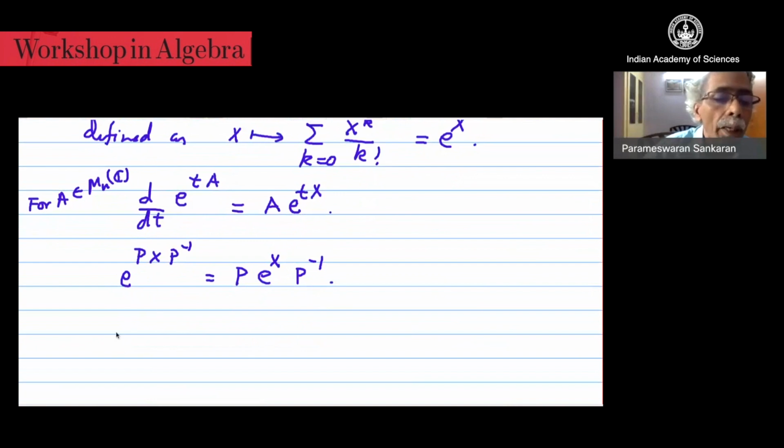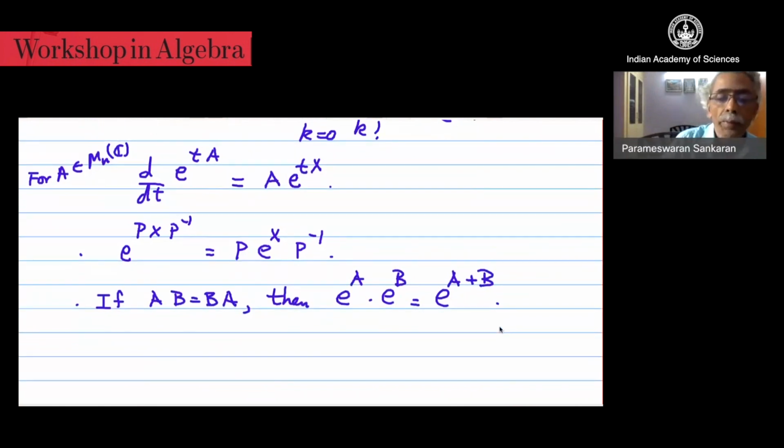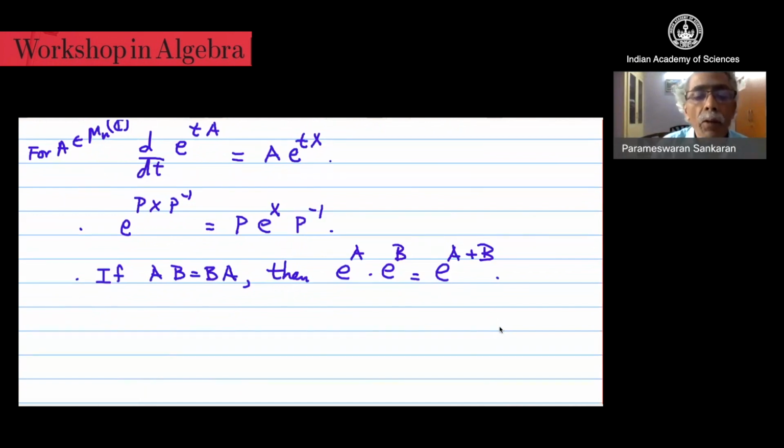Another important property: if A and B commute, AB equals BA, then the usual property holds: e power A times e power B is equal to e power A plus B. So this is an important property, and we saw several other properties and some examples. I will recall them as and when required if a particular property is used.